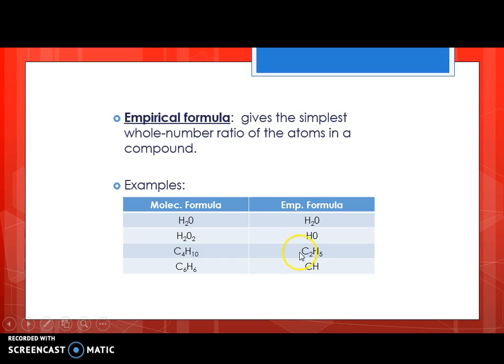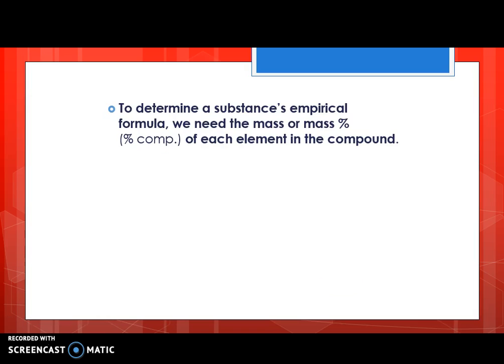C4H10 I can reduce by half, so C2H5, and then this one, 6 and 6, I can reduce down to 1 and 1. So the simplest whole number ratio, no fractions or anything like that, is what we have there. To determine a substance's empirical formula, we need mass, so grams, which I give you, or you're going to need percent composition data. That's why we talked about percent composition first. We need one of those two things for each element in the compound to do these problems.